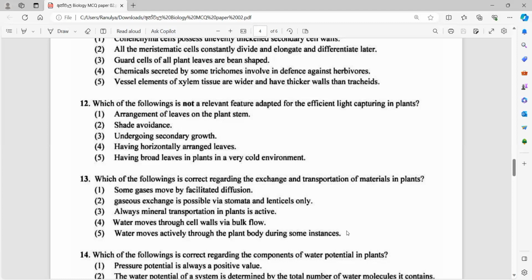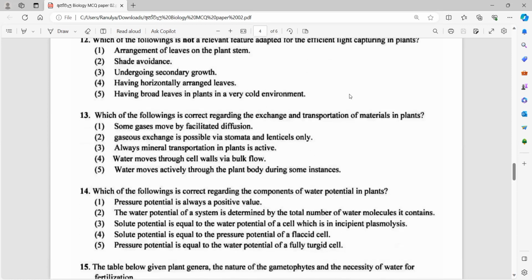Third statement, always mineral transportation in plants is active. That is incorrect. Then in phloem translocation, right? Phloem sap contains minerals. So phloem translocation can be active or passive, right? Fourth statement, water moves through cell walls via bulk flow. That is correct. Fifth statement, water moves actively through the plant body during some instances. Incorrect, right? Ascent of xylem sap is a passive process.